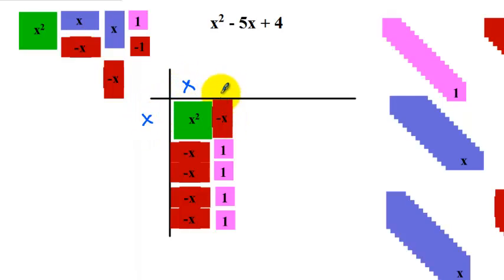What is x times something to give us a negative x? That's negative 1. X times something to give us negative x is negative 1. So negative 1 here, negative 1, negative 1.